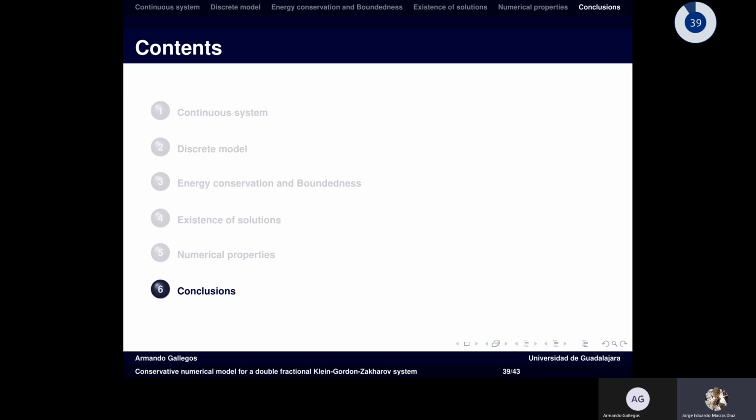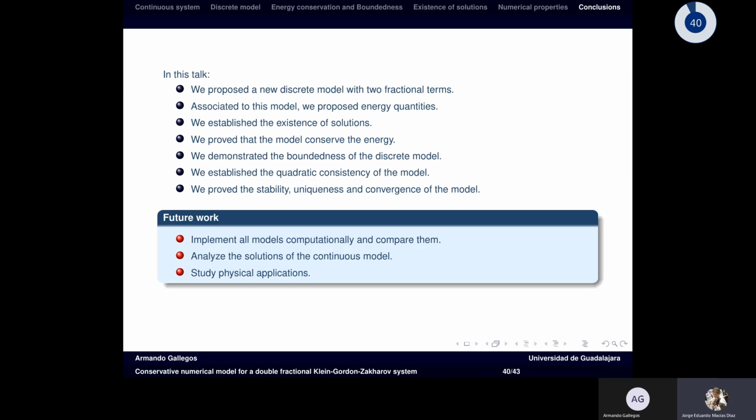As conclusions of this talk, we proposed a new discrete model with two fractional terms. Associated to this model, we proposed energy quantities. We established the existence of solutions. We proved that the model conserves the energy. We demonstrated the boundedness of the discrete model. We established the quadratic consistency of the model. And we proved the stability, uniqueness, and convergence of the model.